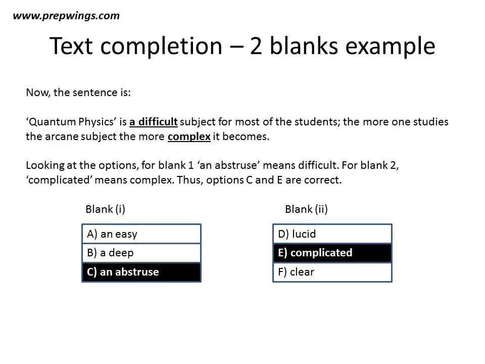Now looking at the options, for the first blank, an abstruse means difficult. Abstruse means something which is very difficult to understand. So option C fits in perfectly for the first blank. Now for the second blank, complicated means complex. So option E fits perfectly for the second blank. Thus options C and E are the correct options. So this is how we solved this example.